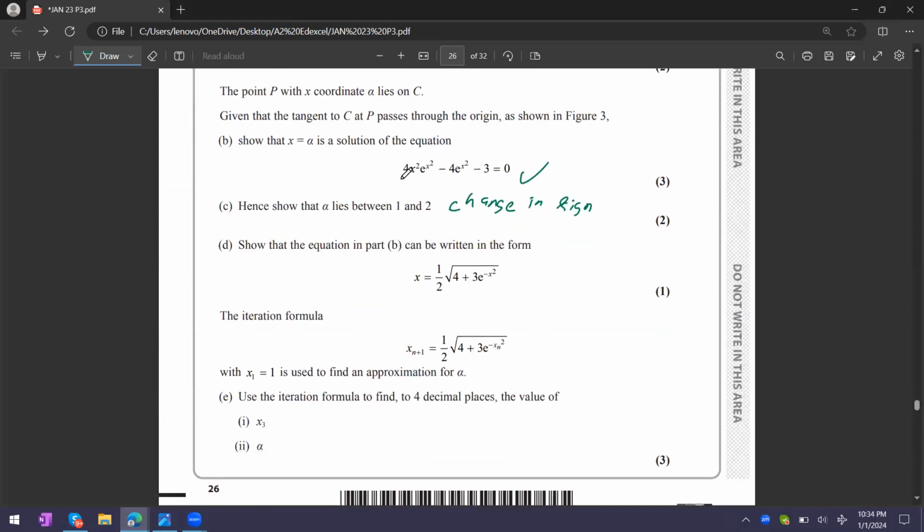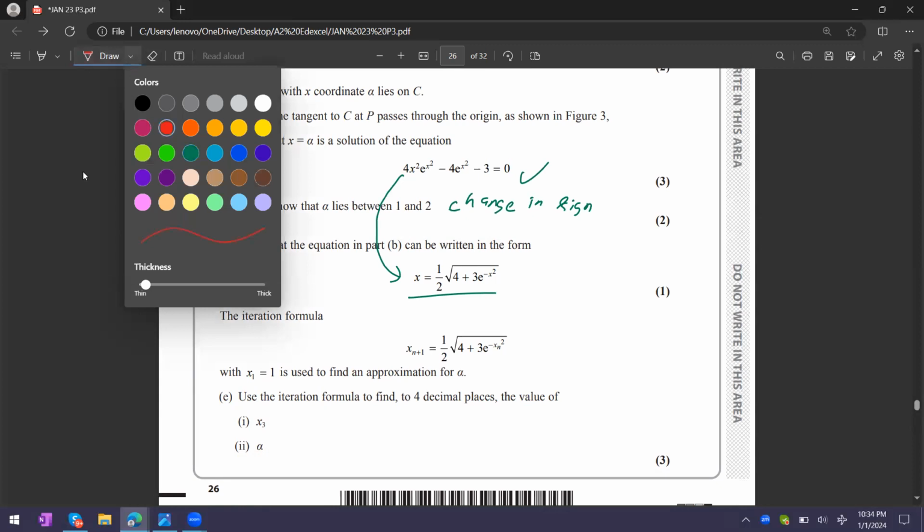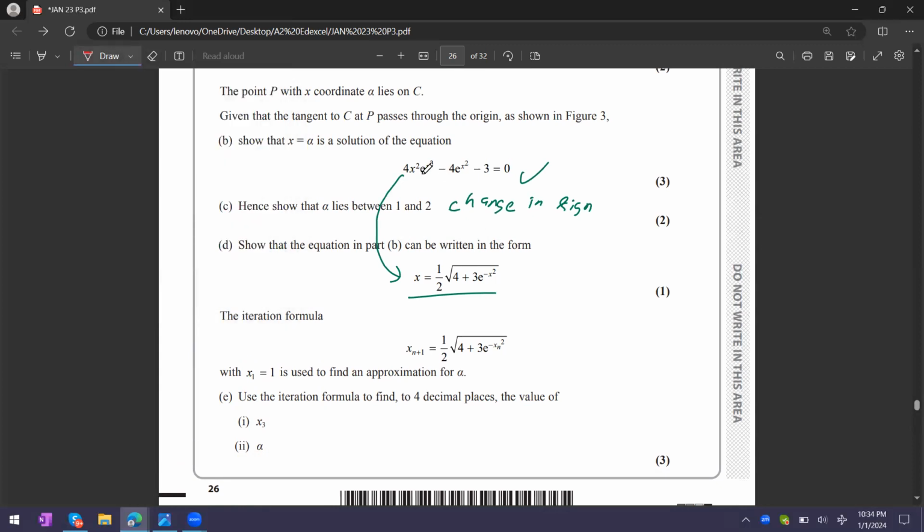So how to get this formula from this equation? If you look carefully, which x is made the subject? Obviously there is an e term here, so this is not the x that they made the subject, and it will be very difficult. It is this x that was made the subject. So we will rearrange this equation and just make this x the subject.